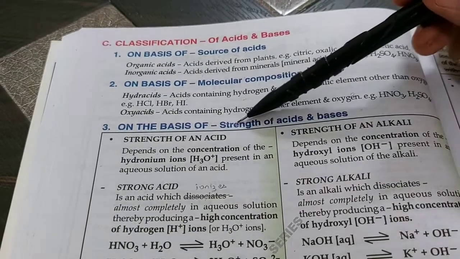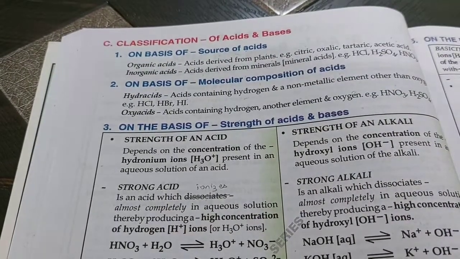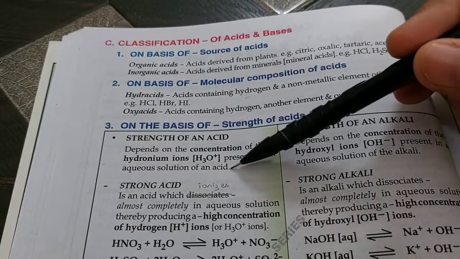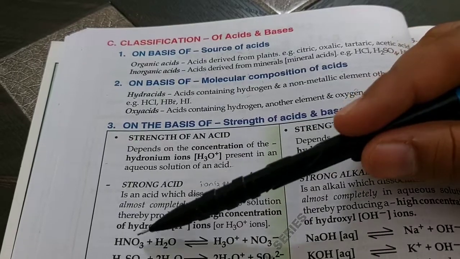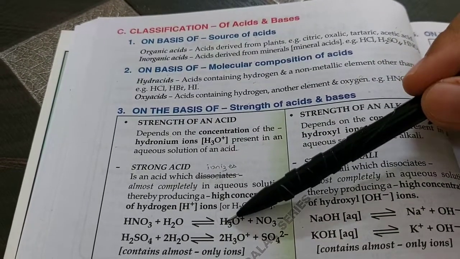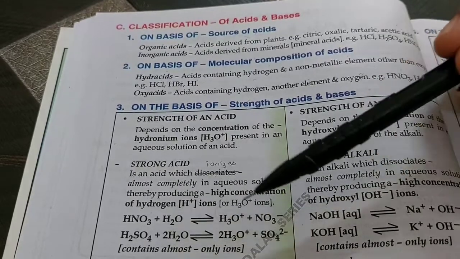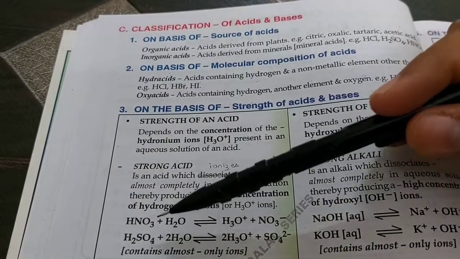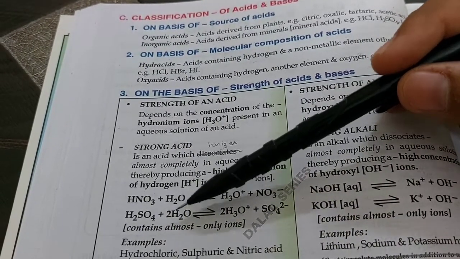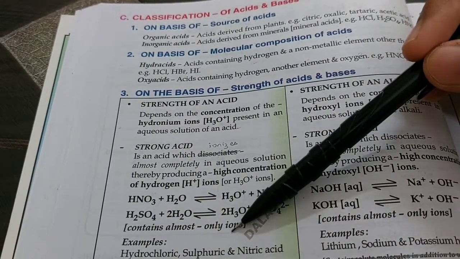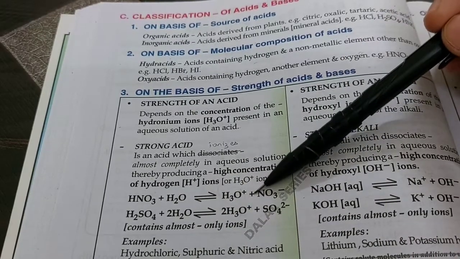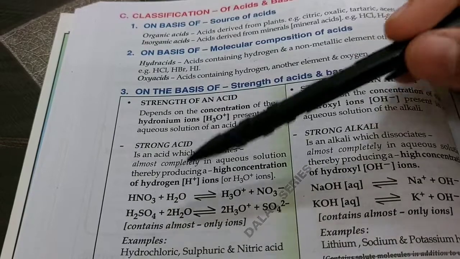The strength of an acid depends on the concentration of the hydronium ions present in the aqueous solution of an acid. That means if you dissolve an acid in water and you get a high concentration of hydronium ions, then it is called a strong acid. For example, sulfuric acid and nitric acid, when dissolved in water, give a solution containing almost entirely ions. So most of the molecules ionize to give you ions. Hardly any molecules remain intact.